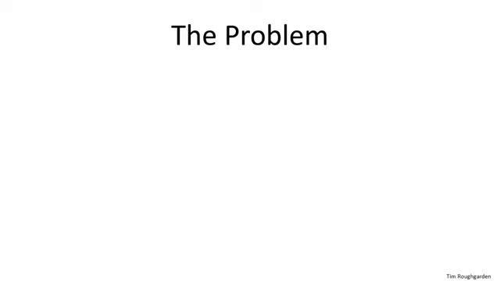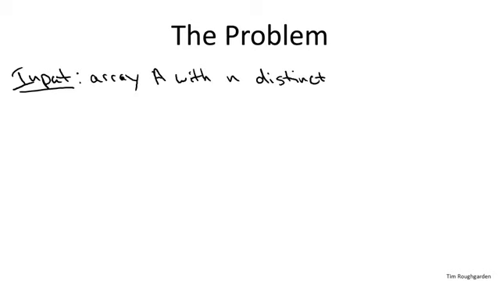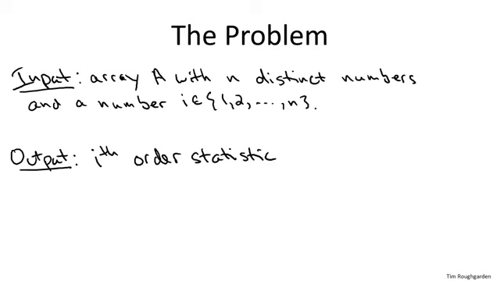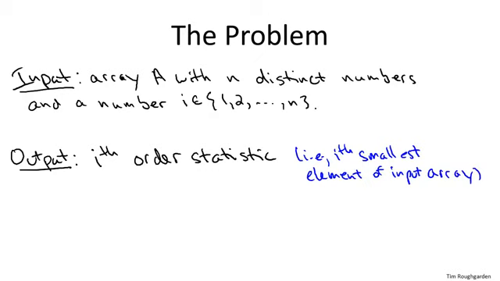The input is the same as for the sorting problem, you're given an array of n distinct entries. But in addition, you're told what order statistic you're looking for. So that's going to be a number i, which is an integer between 1 and n. And the goal is to output just a single number, namely the ith order statistic, that is the ith smallest entry in this input array. So just to be clear, if you had an array of, let's say, 4 elements containing the numbers 10, 8, 2, and 4, and you were looking for, say, the third order statistic, that would be this 8.